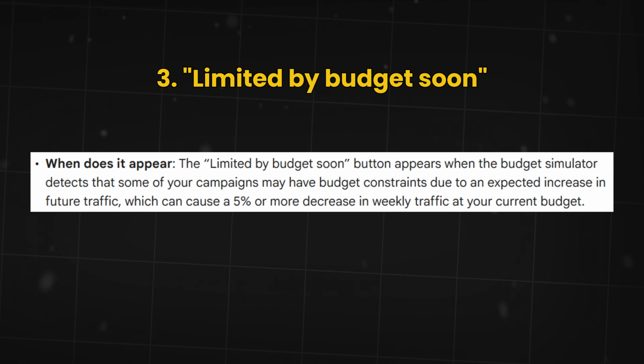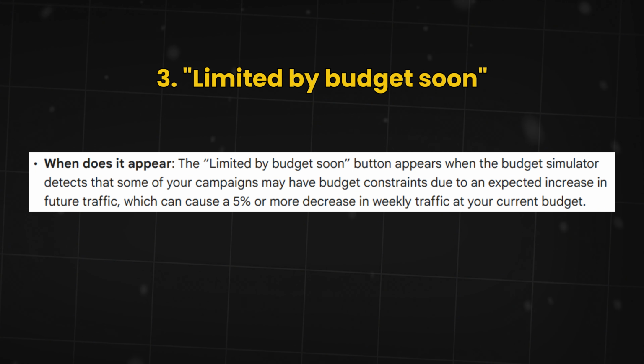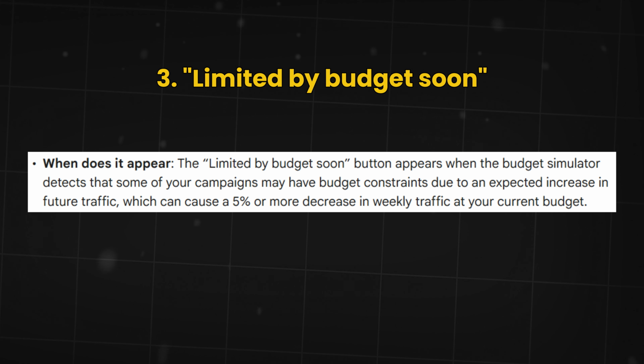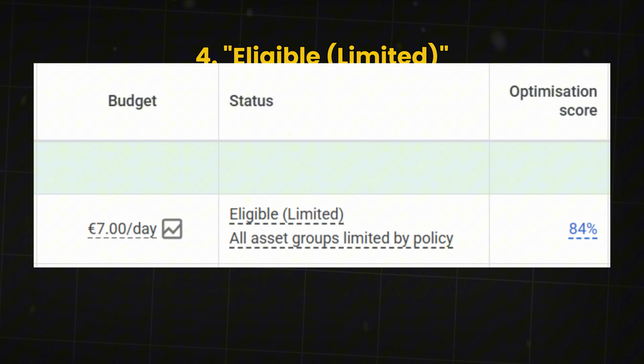Third, limited by budget soon. According to Google, this appears when the budget simulator detects that some of your campaigns may have budget constraints due to an expected increase in future traffic, which could cause a 5% or more decrease in weekly traffic at your current budget. This isn't a very common one, but if you come across it, I'd suggest either tweaking your bidding target to prevent the expected increase in spending if you're not prepared to spend more, or adjusting your budget in advance.